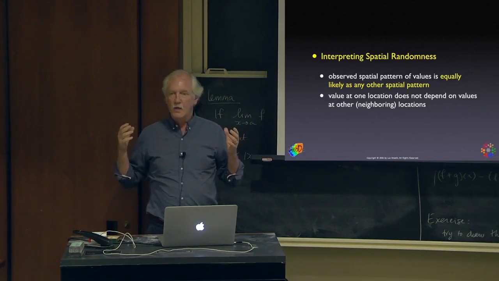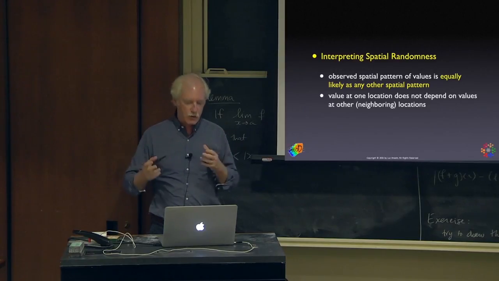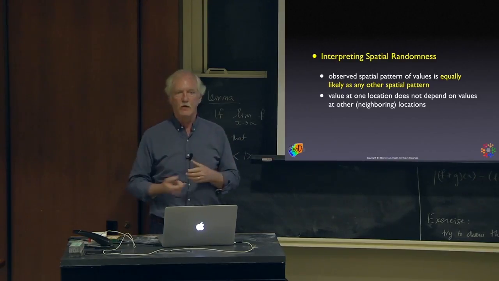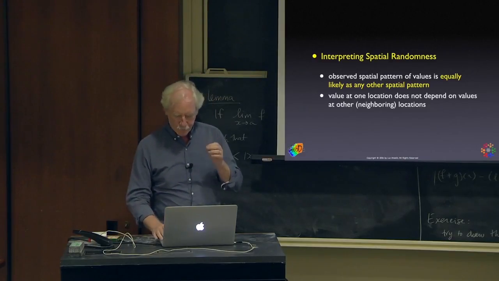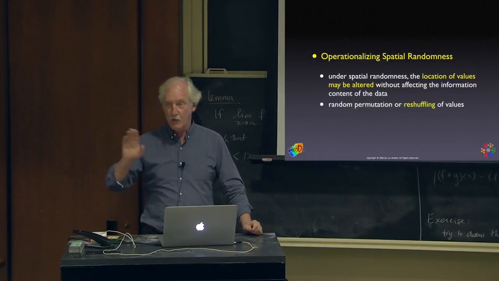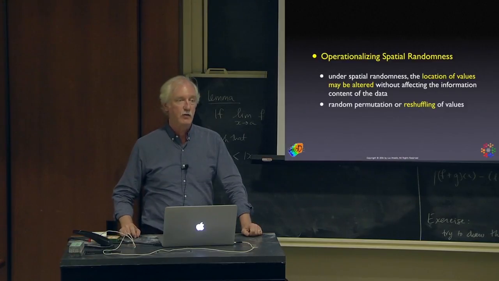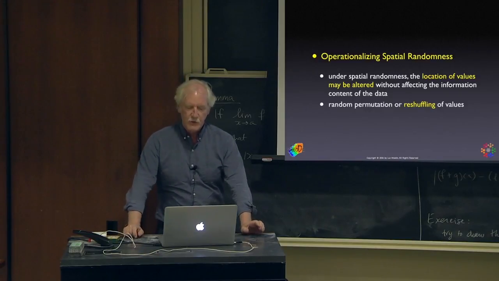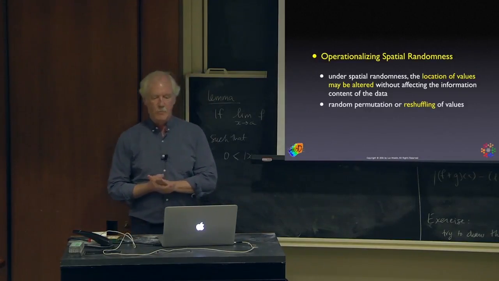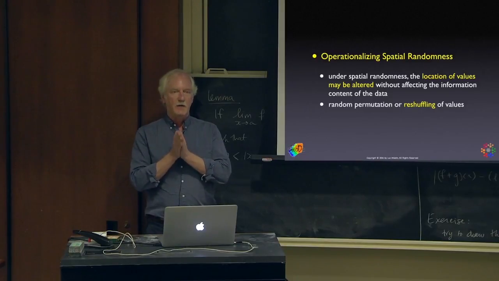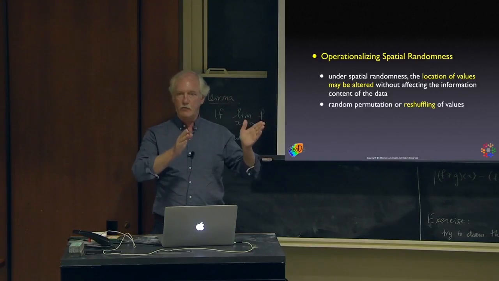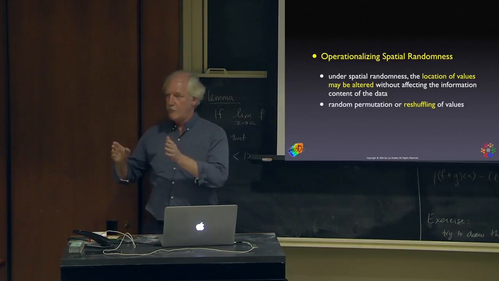So in other words, there's no rhyme or reason to it. There's no structure to it. Observing a value at one location doesn't tell you anything about what might be at the other locations. That's truly random. We've actually already seen this. In the first lecture, I showed you the true map of Milwaukee and then a random map, and I'll show it again in a few minutes. So under spatial randomness, operationally, it doesn't matter where the values are. If you remember the Milwaukee example, there was a histogram for the true map and a histogram for the fake map.